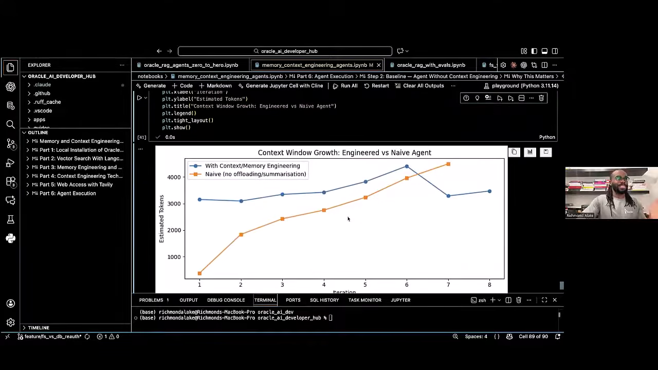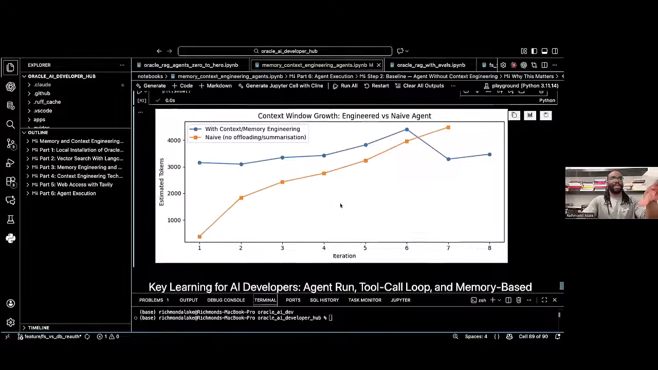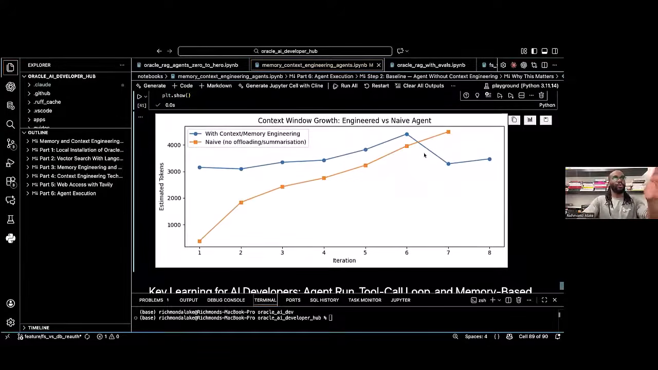Now, this is what this notebook ends at. We show you how to implement both agents, and we show you the best of both worlds. With the naive agent, there is no best of both worlds, maybe less code you have to write.